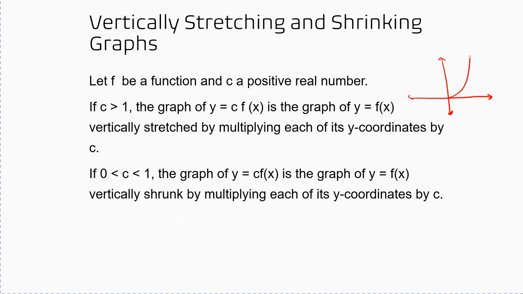So this is x squared here. If you were to look at y is equal to 4 times x squared, notice how this number in front of the x squared is greater than 1. What you would do is take each y value and multiply it by 4. So instead of the point (1, 1), it would be (1, 4). So you'd go whoop, like this.